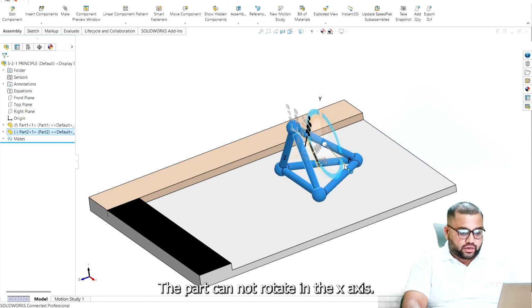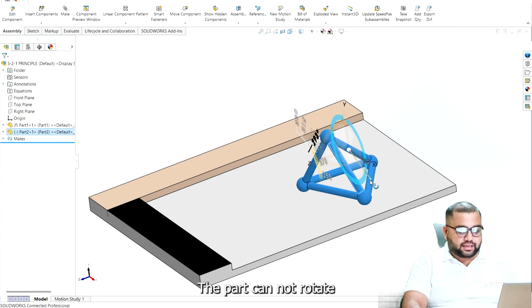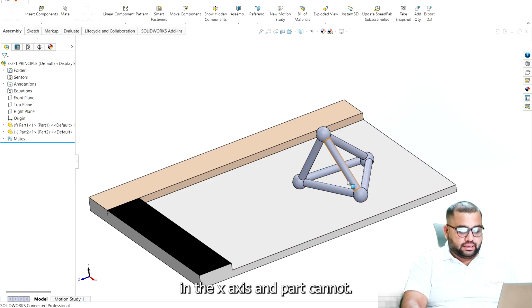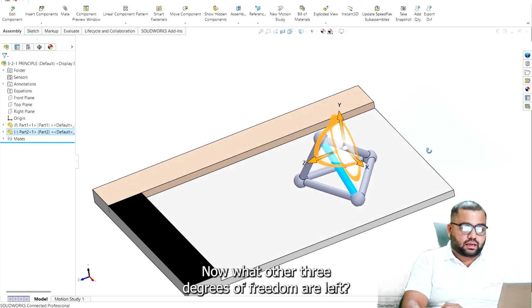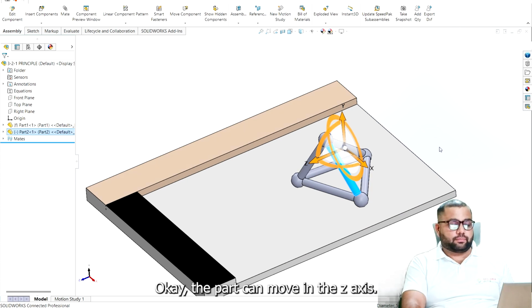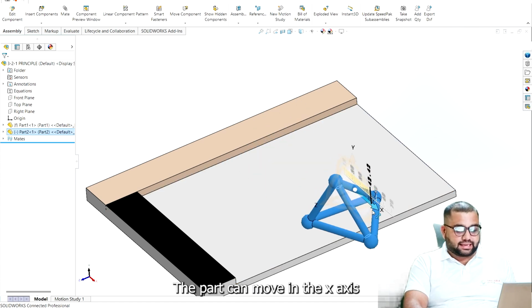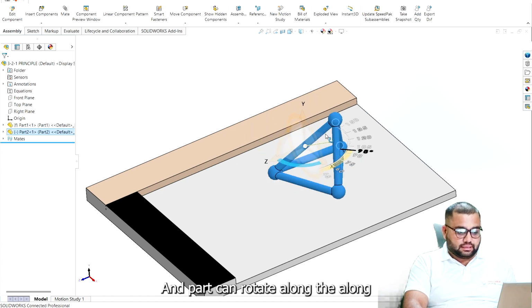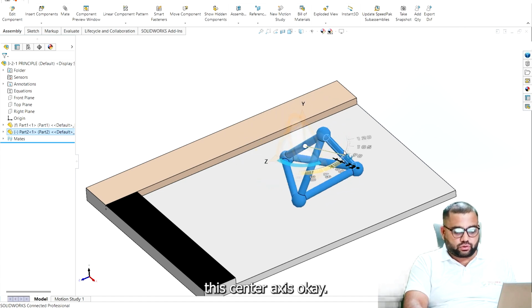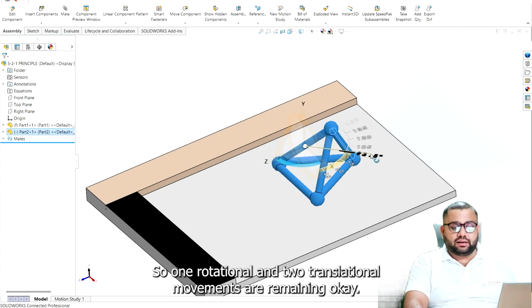The part cannot rotate in the x-axis also. The part cannot rotate in the x-axis. And the 3 degrees of freedom are locked. Now what other 3 degrees of freedom are left? The part can move in the z-axis. The part can move in the x-axis. And the part can rotate along this center axis. So one rotational and 2 translational movements are remaining.